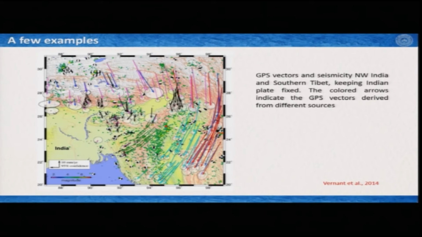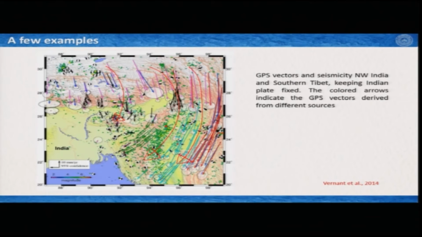We have a rotational movement of the Indian subcontinent. So, with reference to an external frame, it is moving this way. So, these are GPS vectors and seismicity of northwestern India and southern Tibet, where you keep the Indian plate fixed, and then you can have different vectors from the GPS data, which are nothing but what we have learned as rigid body translation or rigid body rotation, or a combination of these two.